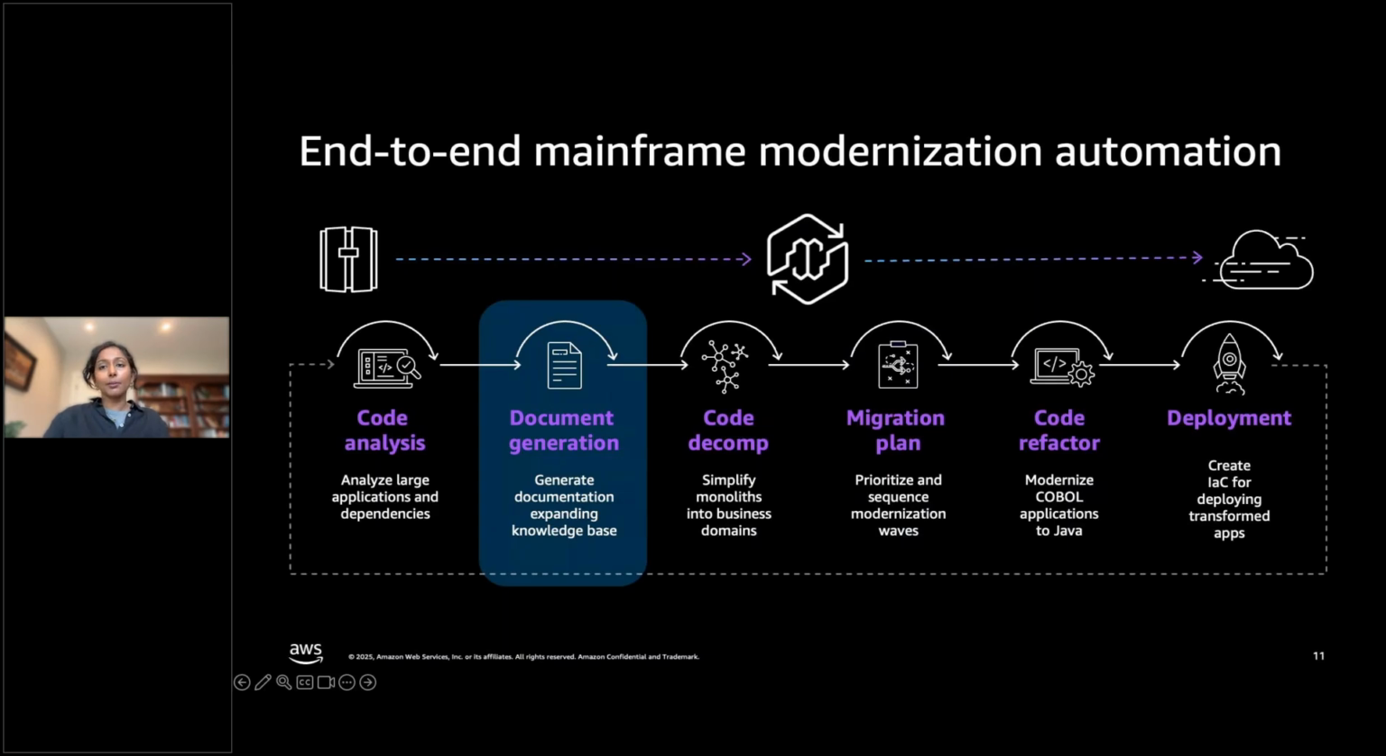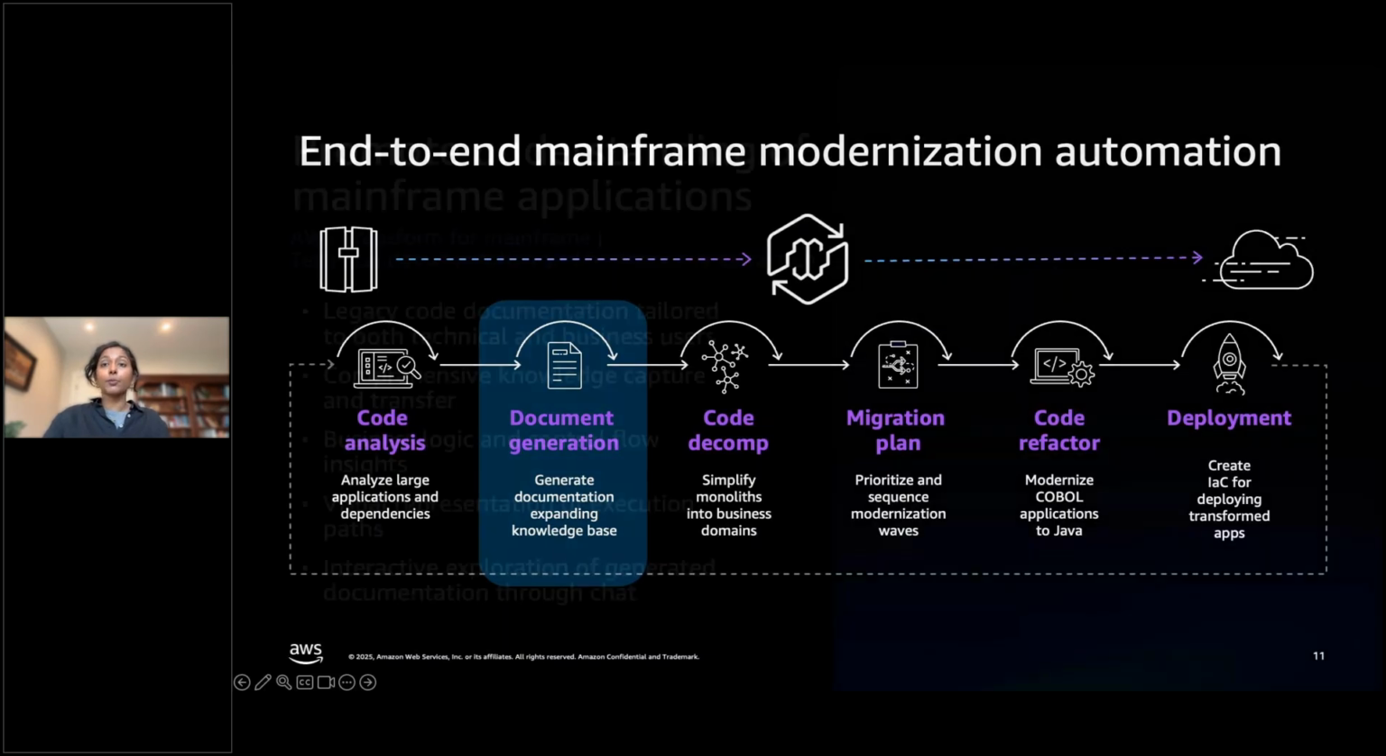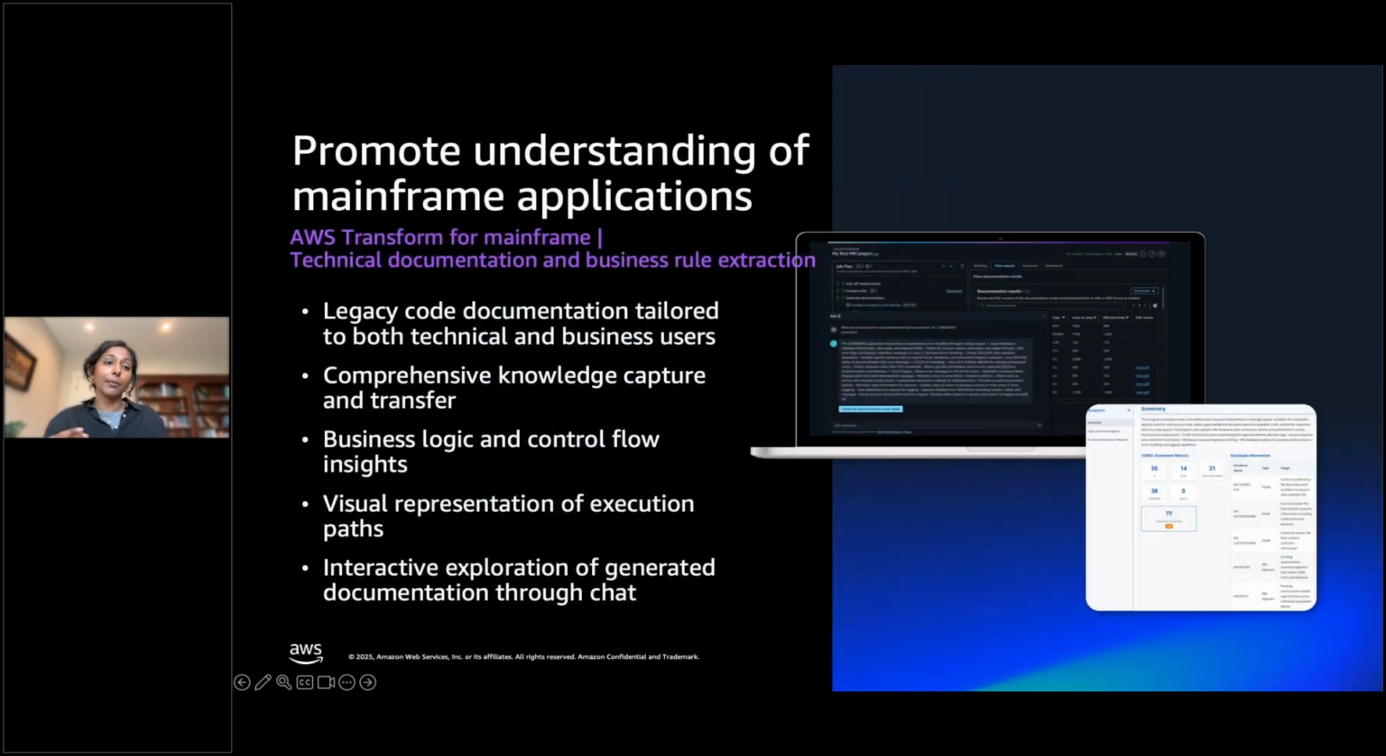We'll start with document generation and what we support here to promote the understanding of your mainframe applications. So the first aspect of document generation and business rule extraction is in generating technical documents that detail how each program works. And the target audience here is the developers who are going to be owning and maintaining the modernized applications moving forward.